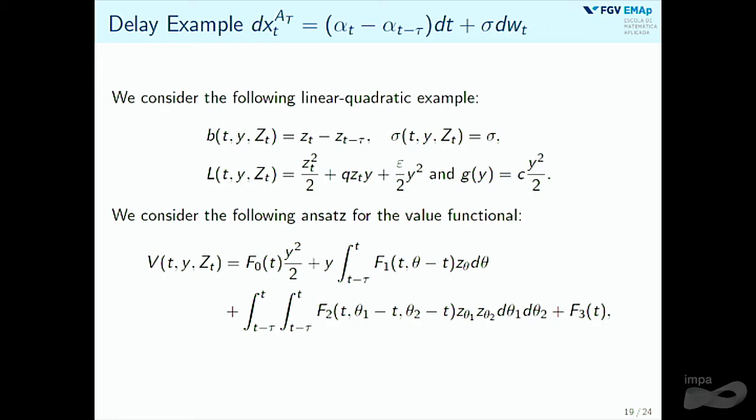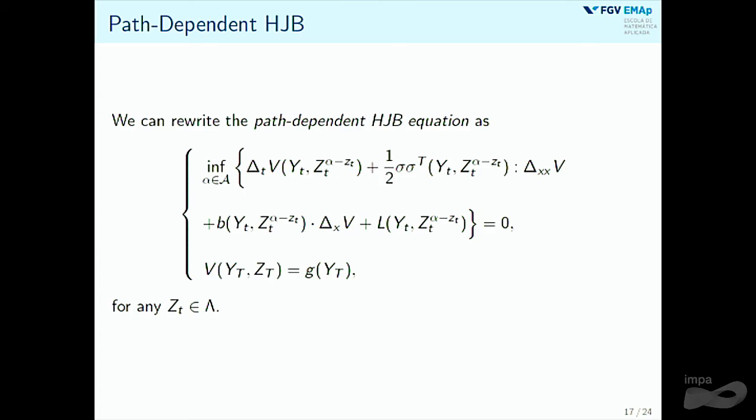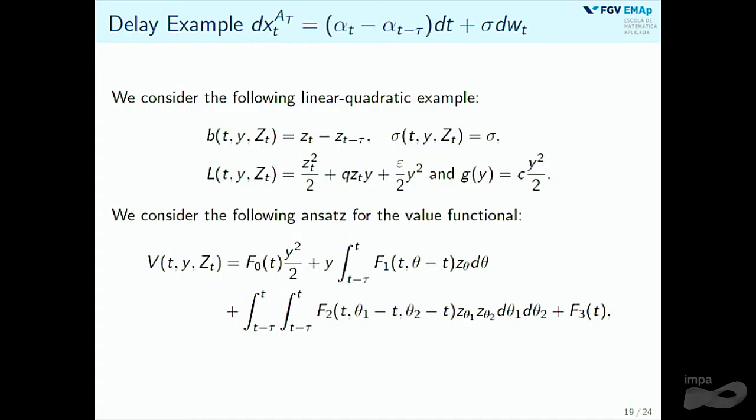And we consider the following ansatz, where we expect that the value function will also be quadratic in y and z as a path. So we get y squared, y times this integral, a double integral, and some time function, the constant we have here. And then we have to put this inside the infimum and compute it. You have to take the time derivative and see what depends on the last value alpha. You have to consider the volatility; this will not depend on the last value alpha. This here will depend on the last value, it will be alpha minus z_{t-tau}. And this here will not depend on the last value.